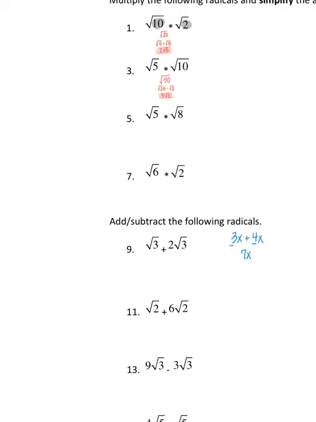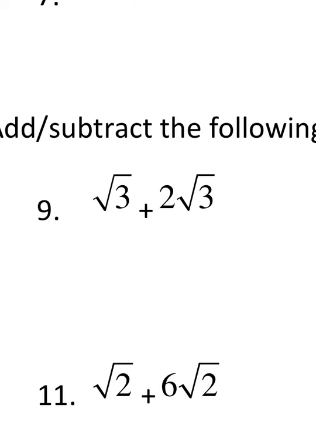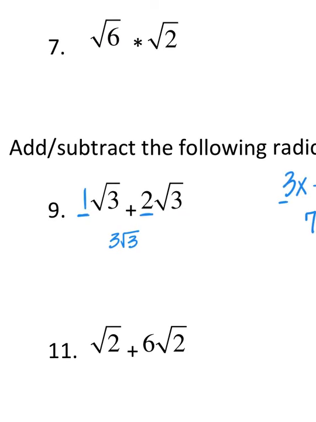We're doing the same thing with the radicals. Whenever we have a radical by itself, we can pretend that there's a 1 in front. So we have 1 radical 3 plus 2 radical 3. So again, we're just adding the numbers in front, and we get 3, and we're just going to bring our radical 3 along with it. Because we're not multiplying, we don't need to do anything to the radicals on the inside. 3 radical 3 is our answer. Okay?